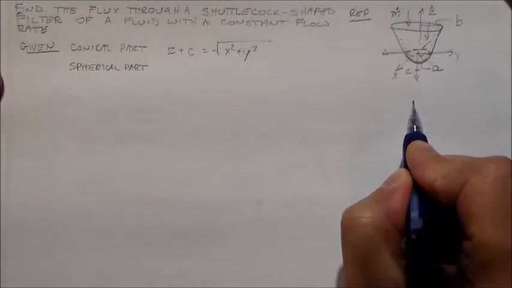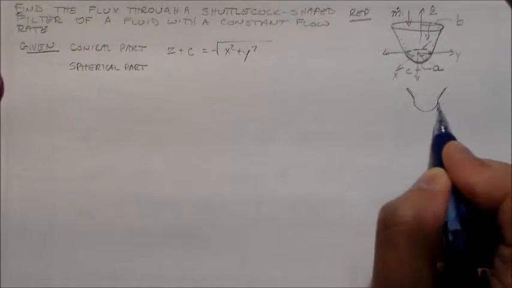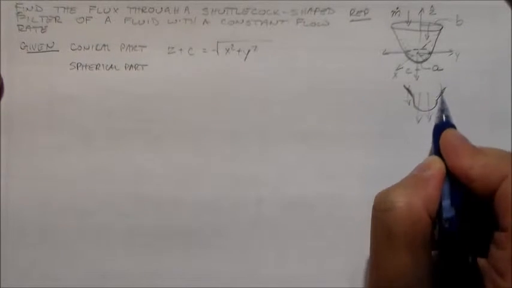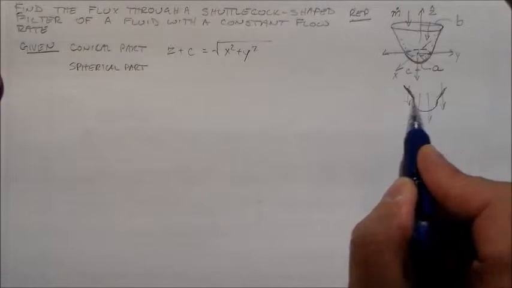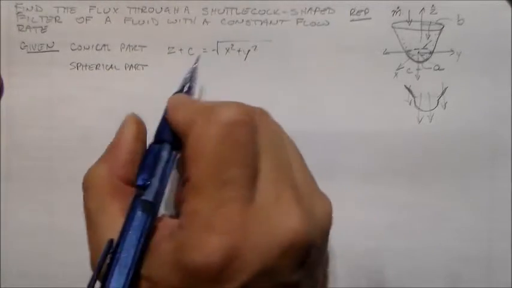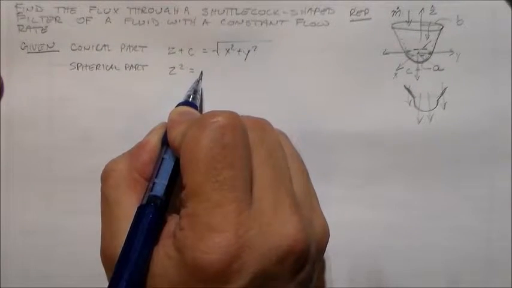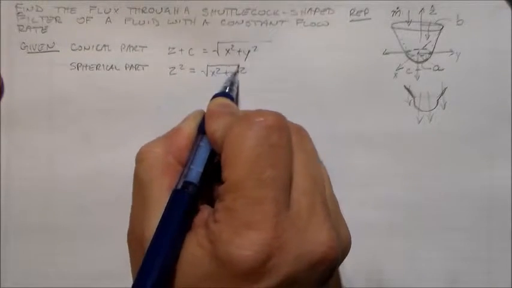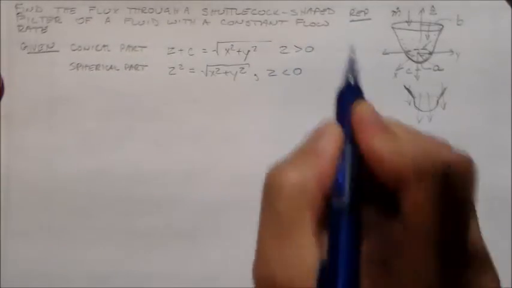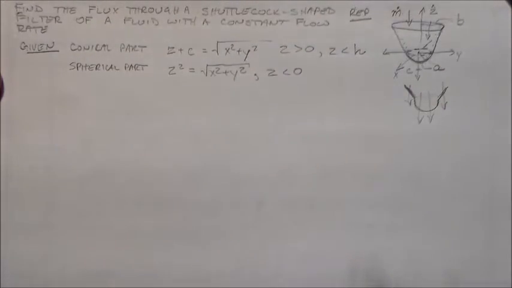And just say, okay, even though this is a circle and it's going directly up, and then this thing goes like this, like a real shuttlecock does, and actually that's pretty close to what my filter does as well. Even though we've got something like that and we want to find the flow through it, I think we'll be fine with that, right? There's not an issue there. So in that case, we just have z squared is equal to the square root of x squared plus y squared, and we'll have to specify z is less than 0. So this is z is greater than 0, and also z is less than h, whatever the height is.